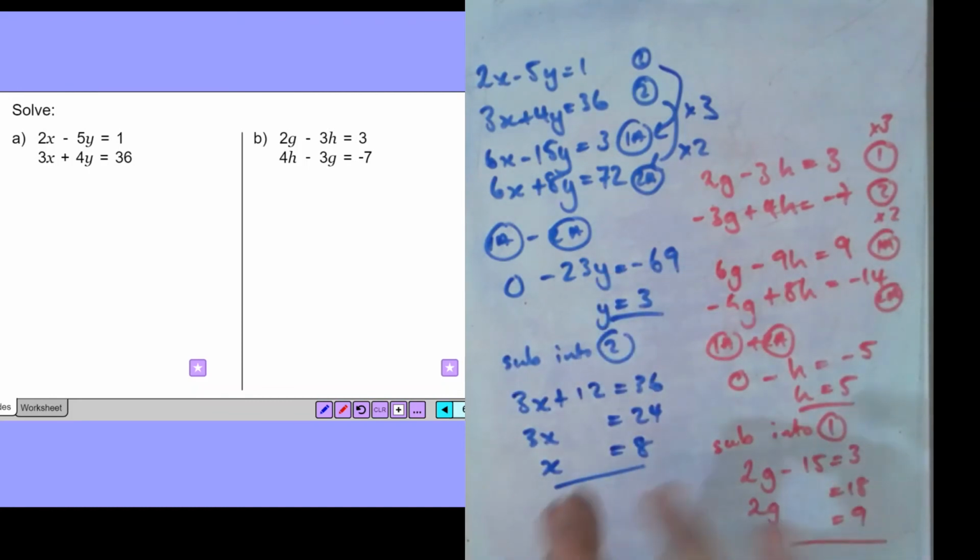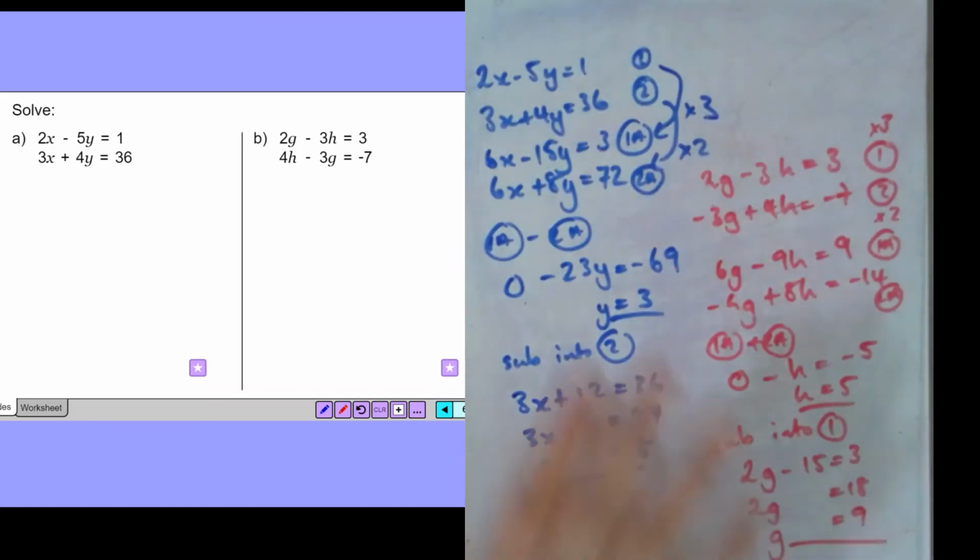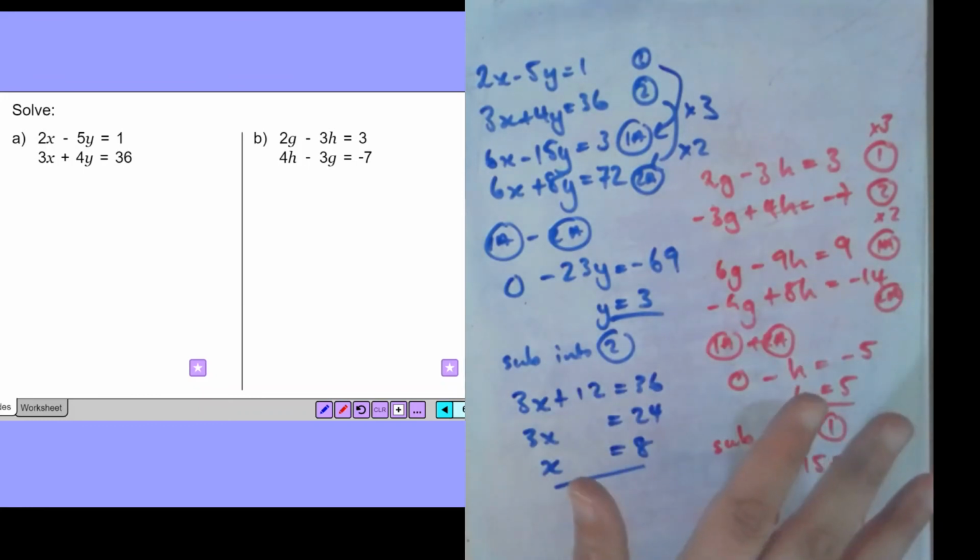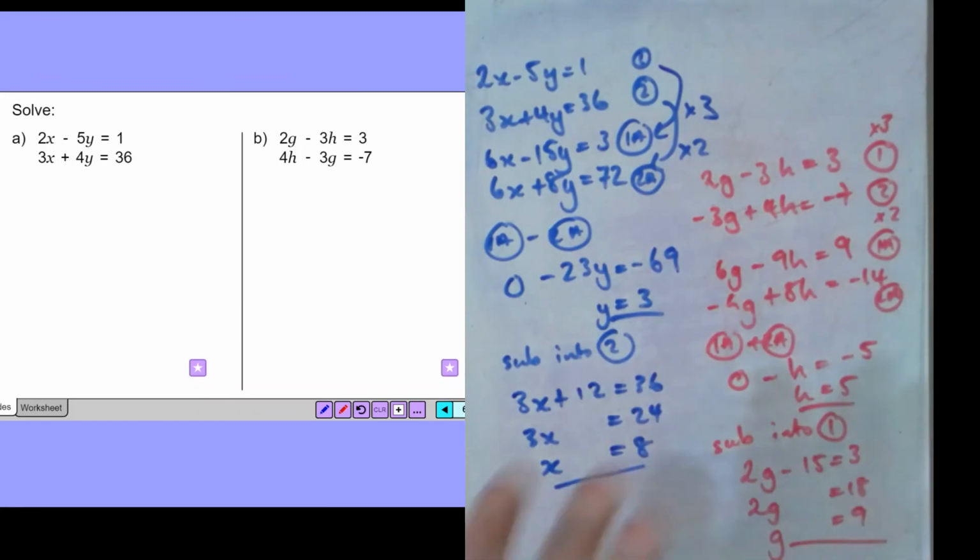This is where a lot of you were making mistakes yesterday, so you need to ensure you keep on top of that. That is a basic equation skill. That isn't even a simultaneous equation skill. That is just your basic linear equations. You should remember how to do that.